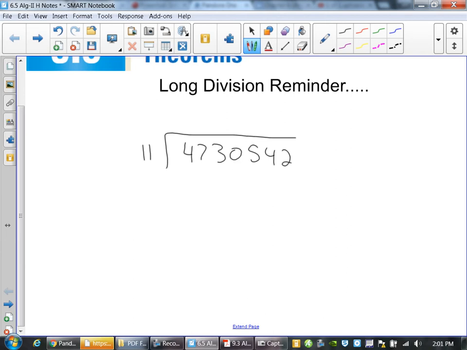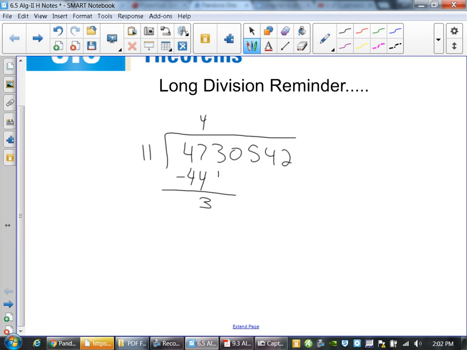Anyway, what's going on here is we're going to figure out 4,730,542 divided by 11. How many times does 11 go into 47? 4. Correct. And where do you put the 4? Right above the 7. The reason that we're putting it above the 7 is because we're using a placeholder, because 4 times 11 gives you 44, so it works it out. We don't use calculators. Then what? Subtract, good. You get a 3.